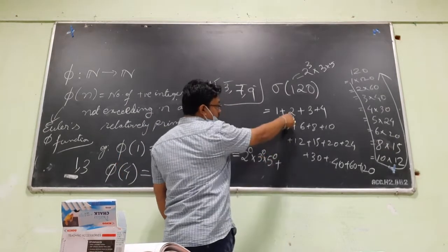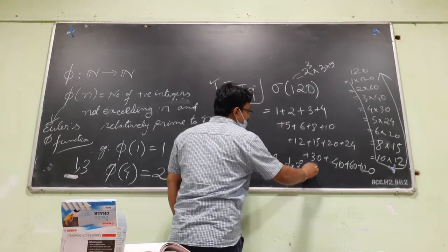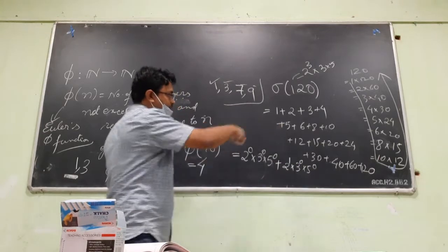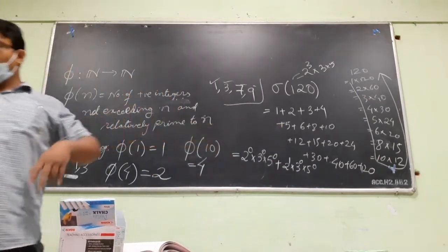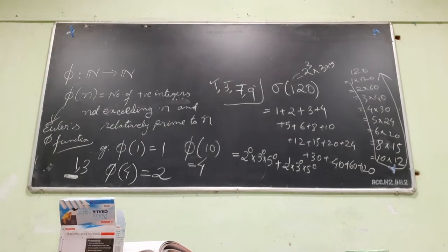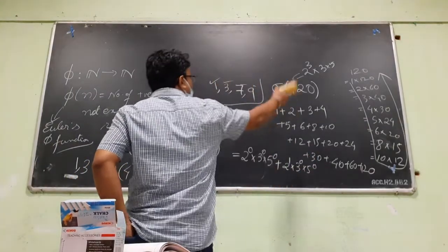Then this 2 I can write as 2 to the power 1 into 3 to the power 0 into 5 to the power 0. So you write everything else, and then try to take some common factors. You will get a very simple expression, which will help us to find out this.